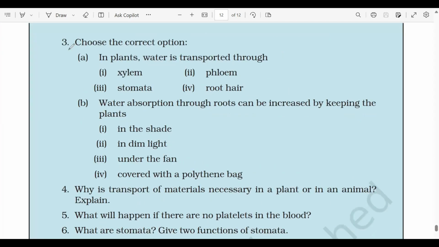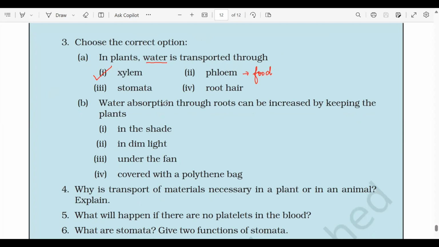Let's move on to question number 3. Choose the correct option. A. In plants, water is transported through xylem, phloem, stomata, or root hairs. So in plants, water is transported through xylem, and phloem is responsible for the transportation of food. Let's move on to the next question.